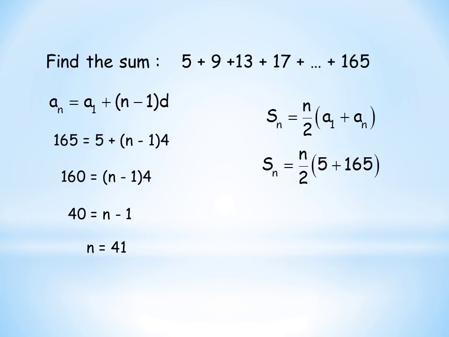So now I know there are 41 terms. I can jump back to my sum equation, put 41 into the formula, and solve it. So now I know the sum of this series, or the sum of these 41 terms, will be 3,485.